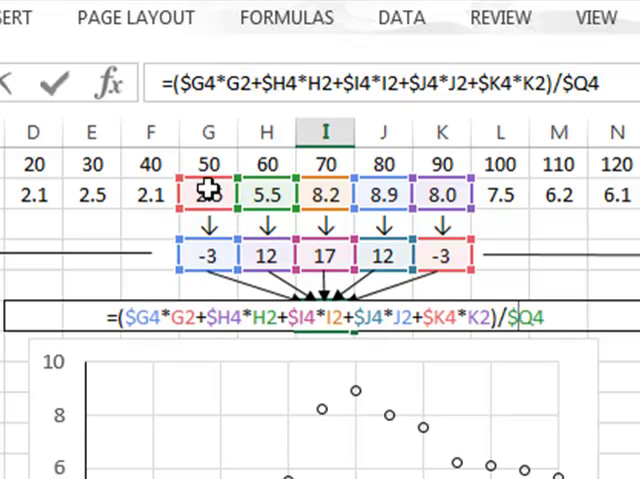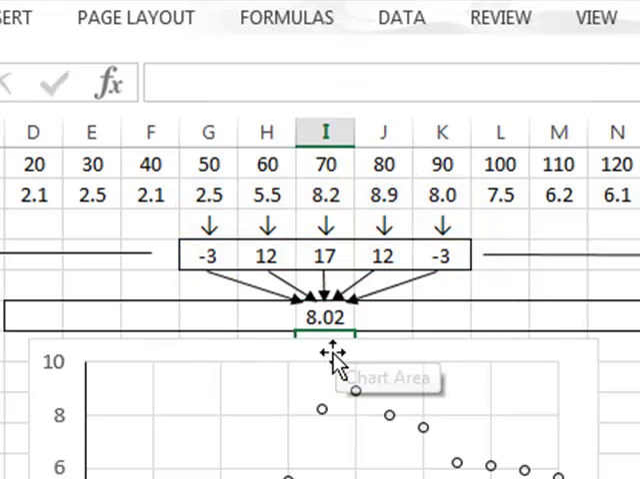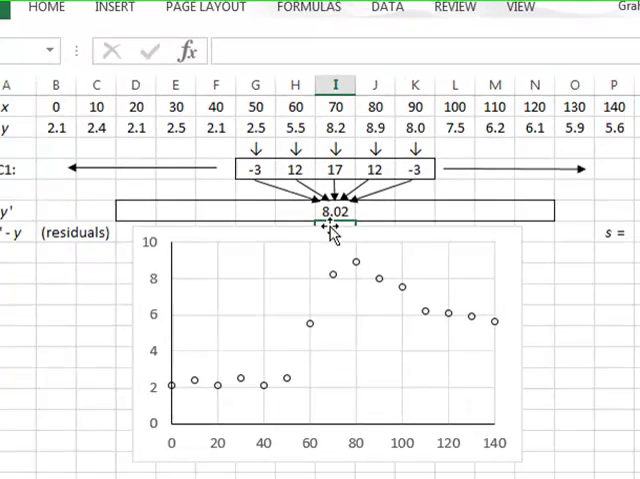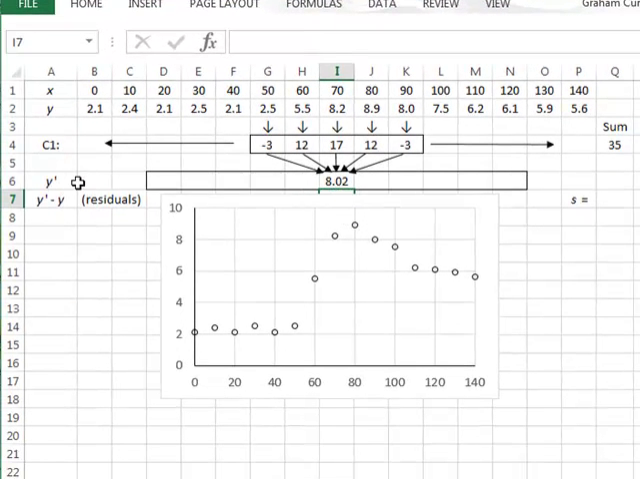So the effect now of multiplying each convolute value by its equivalent data value, adding them up and normalizing for the value of x equals 70 will give a value of 8.02. This value of 8.02 is the value at x equals 70 for a cubic curve which is the least squares best fit around these 5 data points. And we've recorded this as our best fit value, y dash, at the point x equals 70.